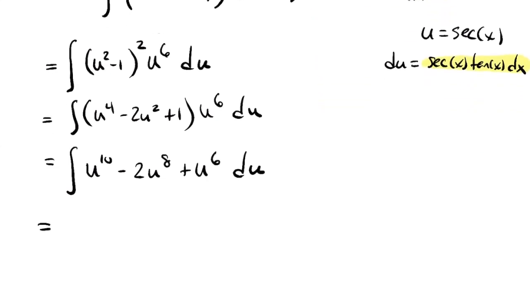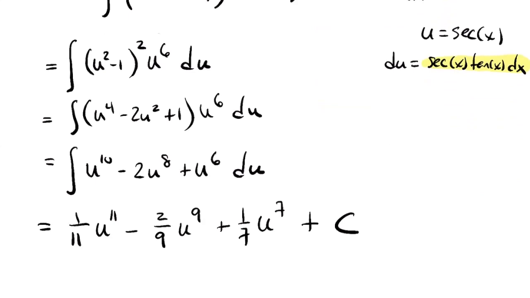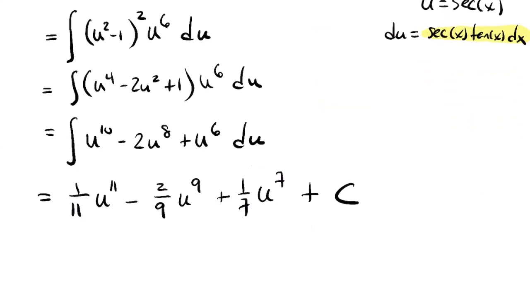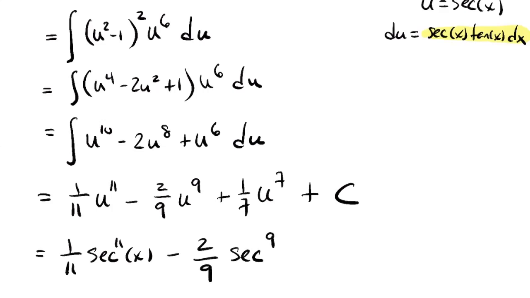Integrate it using the power rule. Add the constant when you've taken an antiderivative. Last thing you need to do, replace u with secant. Okay, so I've got 1/11 secant to the 11 of x minus 2/9 secant to the 9th power of x plus 1/7 secant to the 7th power of x plus a constant.